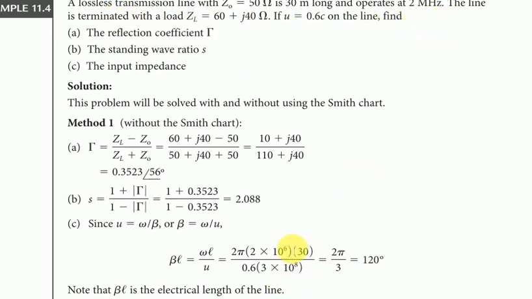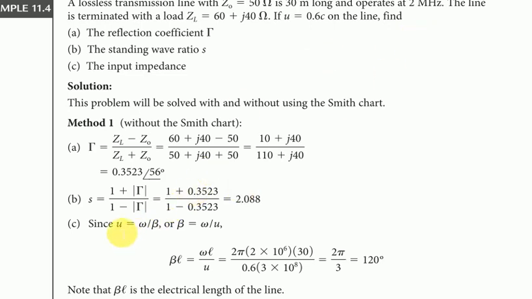Okay, beta is not given to you, but we know the relation phase velocity Vp is equal to omega upon beta. ओमेगा आपकी क्या है एंगुलर फ्रीक्वेंसी. ओमेगा इज इक्वल टू 2 पाई एफ, वेयर एफ इज गिवन टू यू 2 मेगा हर्ट्स. सो ओमेगा इज इक्वल टू 2 पाई मल्टीप्लाइड बाय 2 मेगा हर्ट्स.